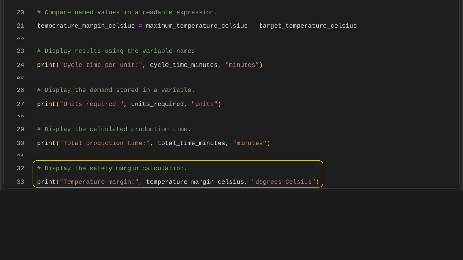This line displays the temperature margin, which is the difference between the maximum and target temperatures. It labels the output clearly and shows the result in degrees Celsius, making the safety margin easy to understand.